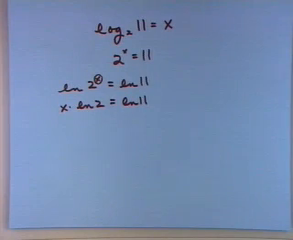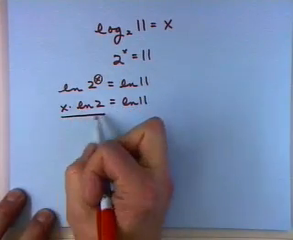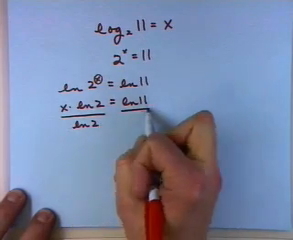Everybody all right with that? Because what's a logarithm? A logarithm is an exponent. When you're trying to find the exponent of something that is itself raised to a power, you've basically got a power to a power. So we can multiply the exponents. We want to isolate x.